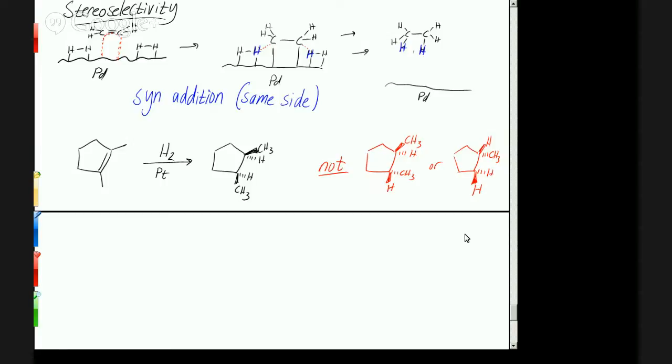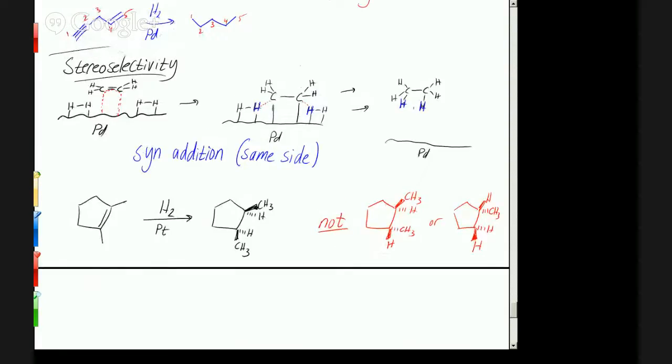Why is it a syn addition? Because when the double bond comes down onto the platinum surface, the hydrogens are all on the surface of the platinum, so they can only attach on the same side. They can't come in from the top because there's no platinum over on the top to deposit the hydrogens on. So they have to both come in from the same side once the thing is on the metal. Good so far?